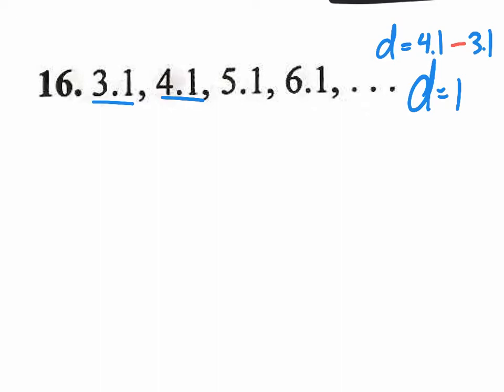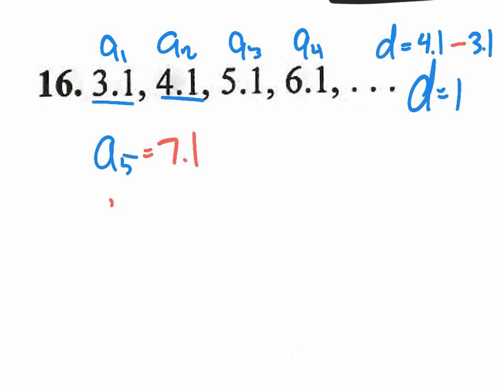Okay? So if you wanted your next 3 terms, here's your a sub 1 term, your a sub 2, your a sub 3, your a sub 4. If you wanted your a sub 5, what would it be? 7.1. Yeah. How about a sub 6? 8.1. A sub 7? 9.1. Easy peasy, lemon squeezy.